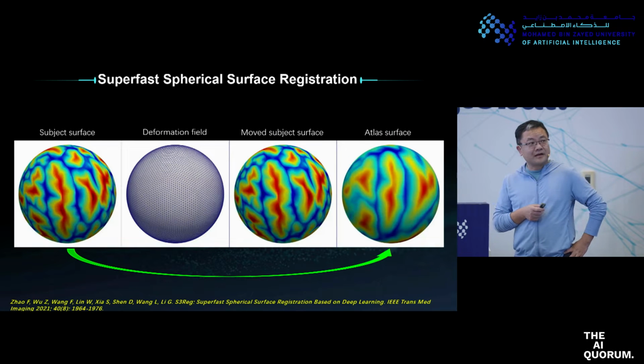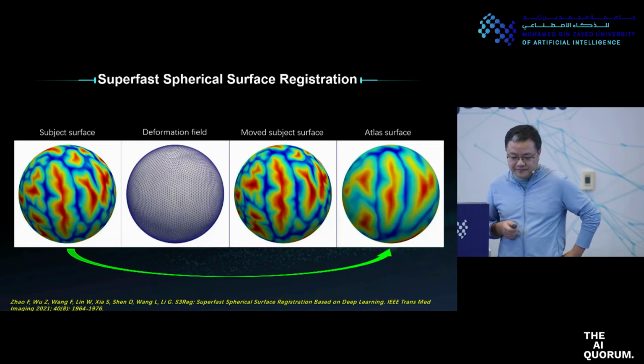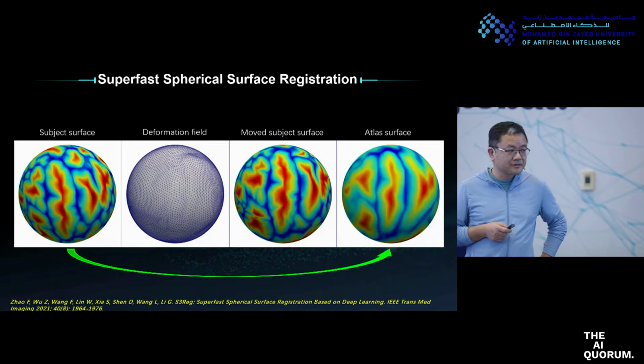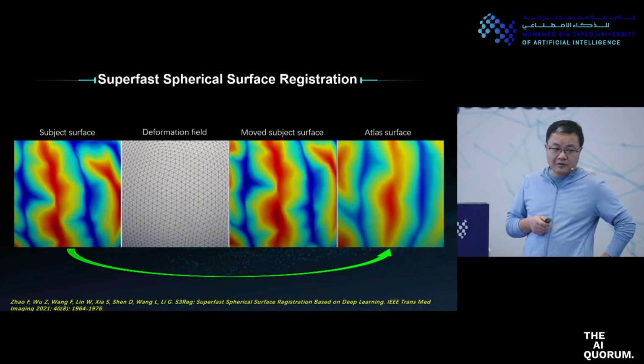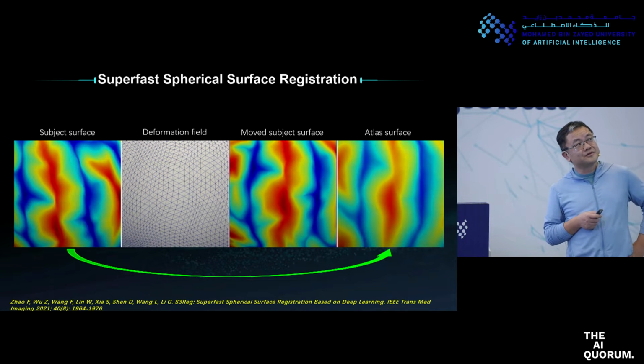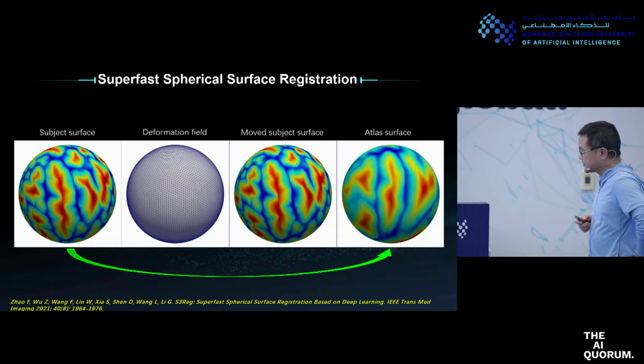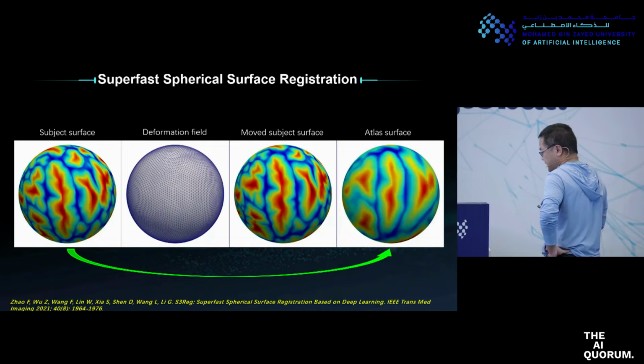And also, you can use deep learning architectures and tools to solve other challenging image analysis problems. This is one of the examples where my friend did imaging registration on the surface, for the surface of the data. Okay.